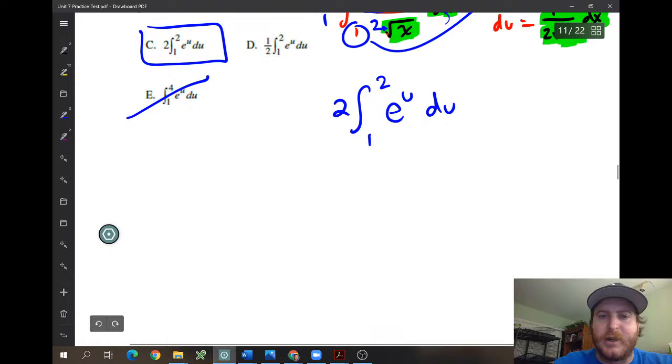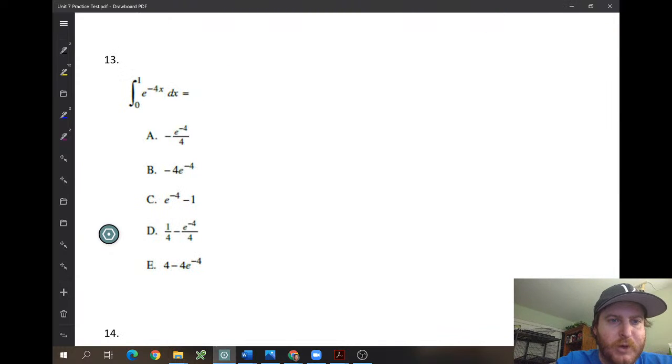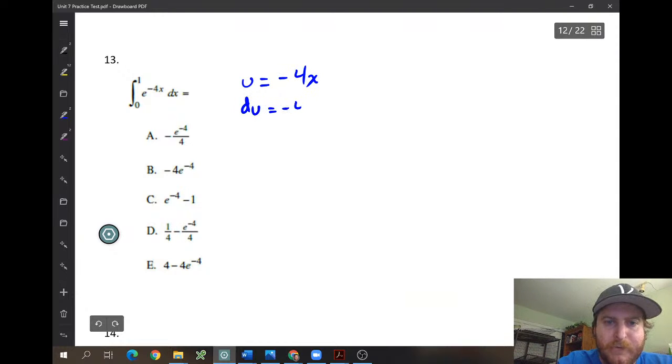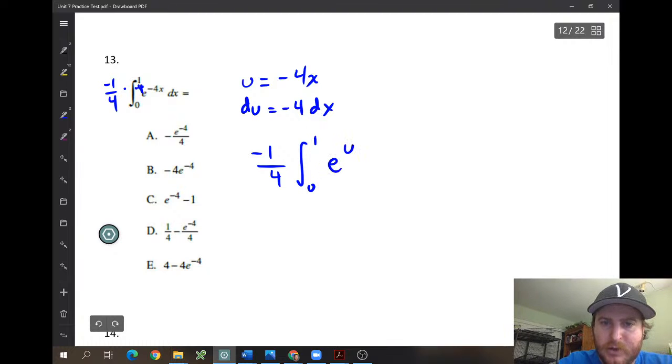All right, here's another u substitution, but this time you actually just have to do it. So the u would be the negative 4x. The du would be negative 4 dx. So I'm going to multiply times negative 4 inside and times negative 1/4 outside. This gives me negative 1/4 integral from 0 to 1 of e to the u du.